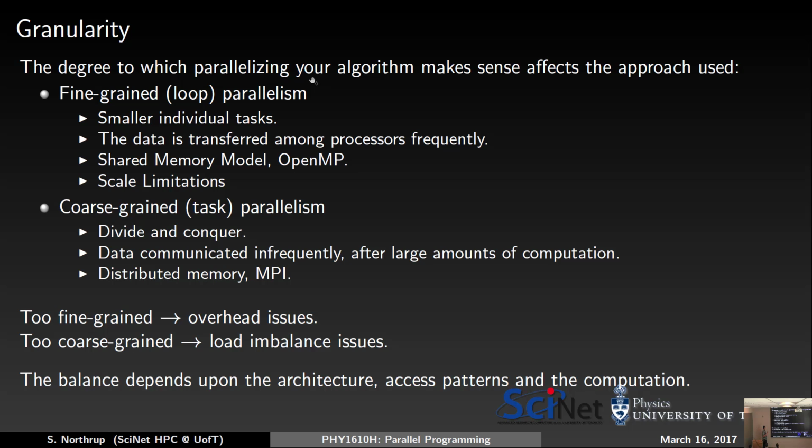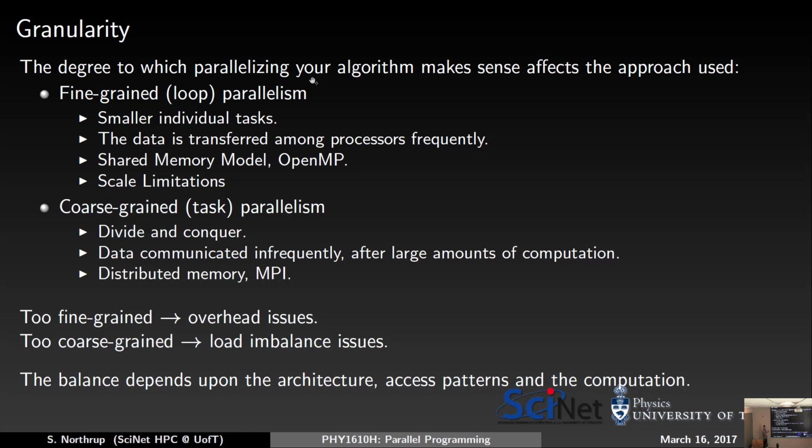Now in coarse-grained, what we usually refer to with MPI as task-based parallelism, I literally want to carve out a chunk of my problem and give it enough workload that it can work independently. So this is the divide and conquer. Data communication is infrequent because we don't want to do it, because it's expensive. And so this usually fits your distributed memory model.